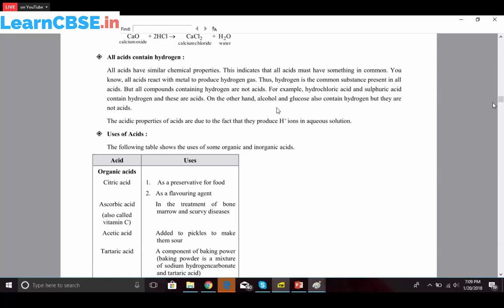Say for example the alcohol. Alcohol contains the OH group, and also the glucose, C6H12O6, contains hydrogen atoms. But they are not acids, because when you dissolve them in water, they are not able to produce H plus ions in the solution. Also we can test using litmus paper: it will not turn the blue litmus to red.